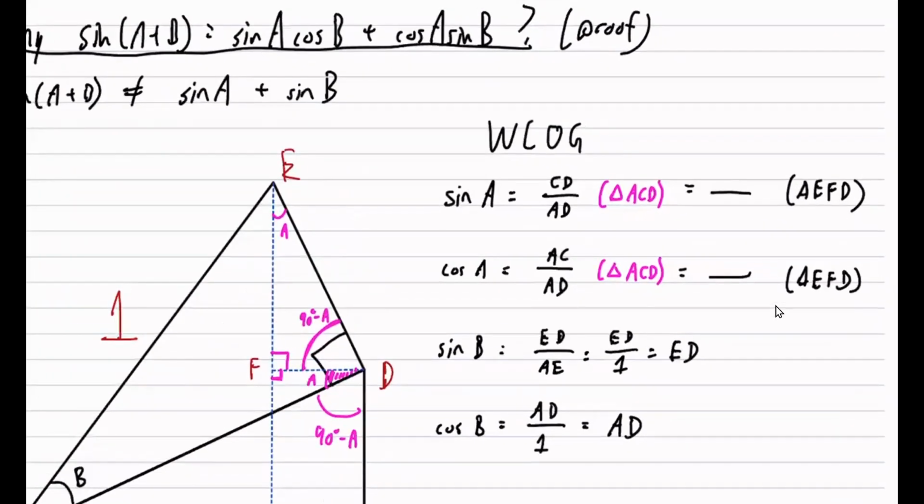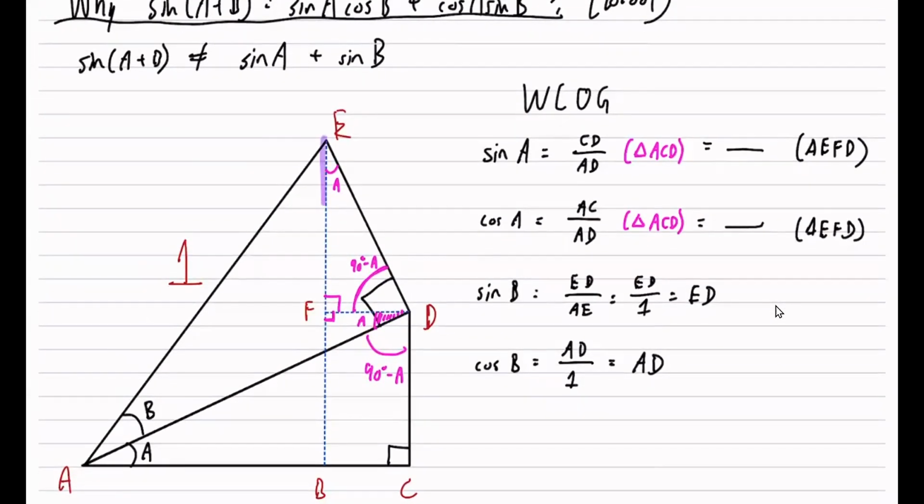If we focus on triangle EFD, sine A is FD over ED, which is very good. Then cos A is EF over ED. And it's not 1, but rather I think you see it already. ED is sine B. Do you see that?